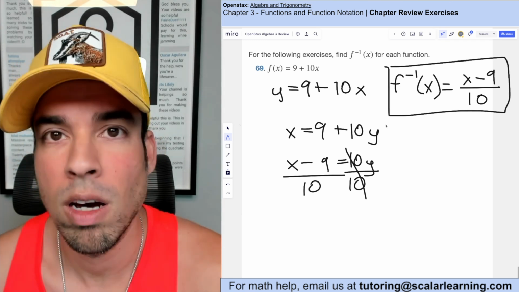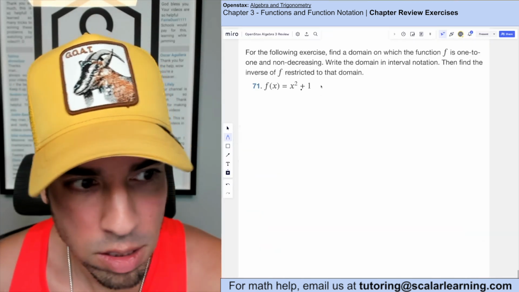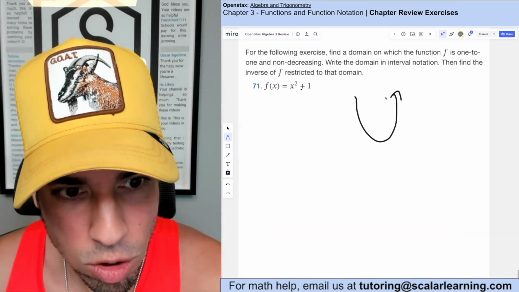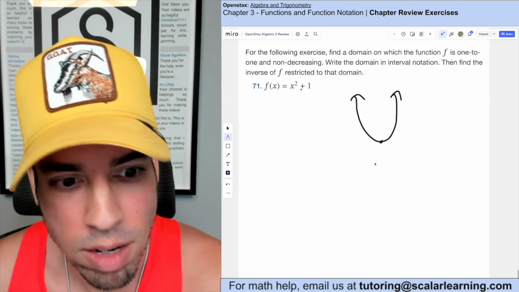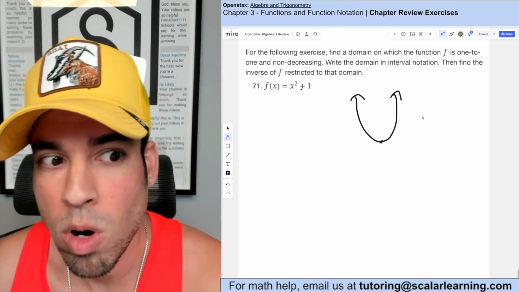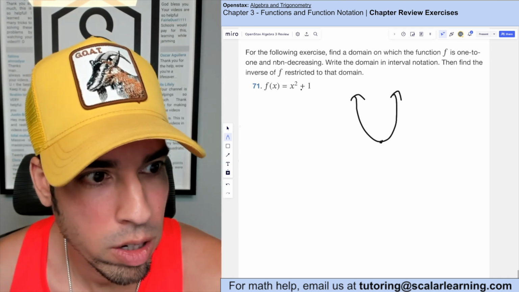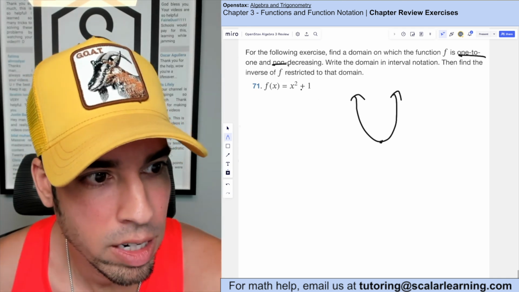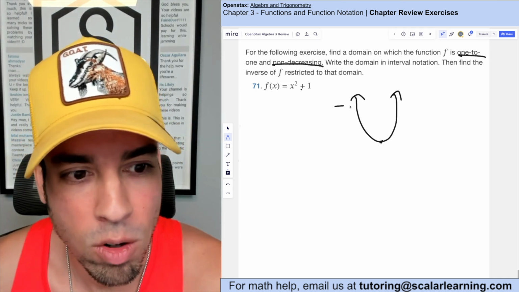Boom, done. So first of all, we know that this is a parabola, right? We know that it's going up, something like this, and we know it's going to have a vertex here. Now, if we want that domain where it is one-to-one and non-increasing, well, it's got to pass that horizontal line test.